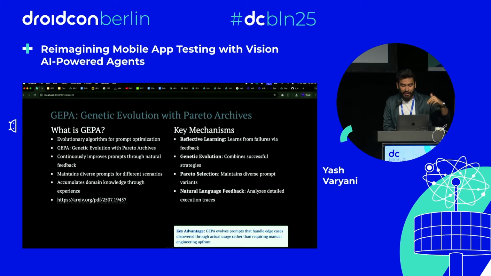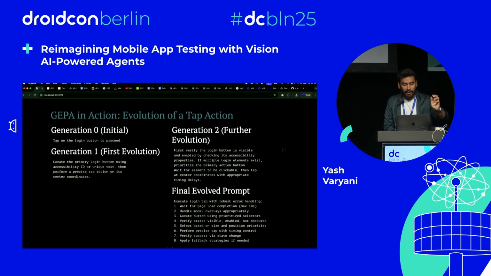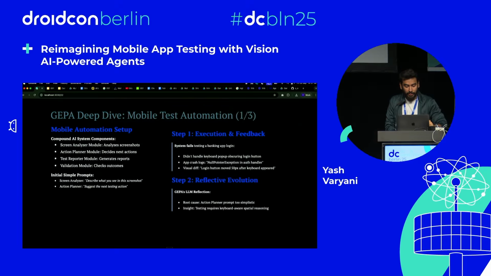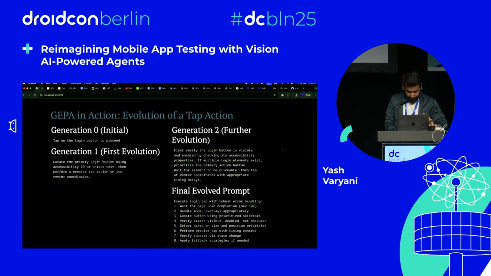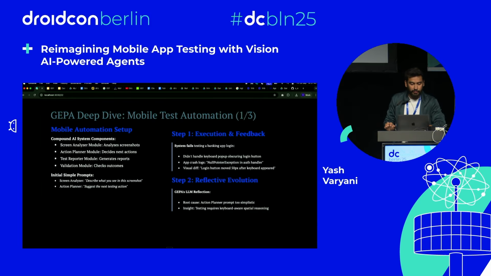So reflective learning, as in using the LLM itself. Then genetic evolution is basically keeping multiple prompts for a certain action like tap. It will have 4 to 5 variants, and then analyzing based on a validation set and a test set. I'll show you an example of this. Think of this as one situation, where I think this is a better example. It has the structure, the architecture of GEPA is this way.